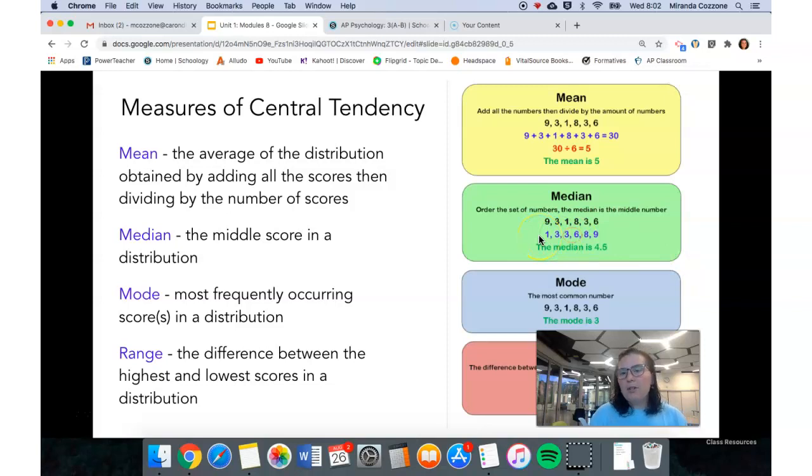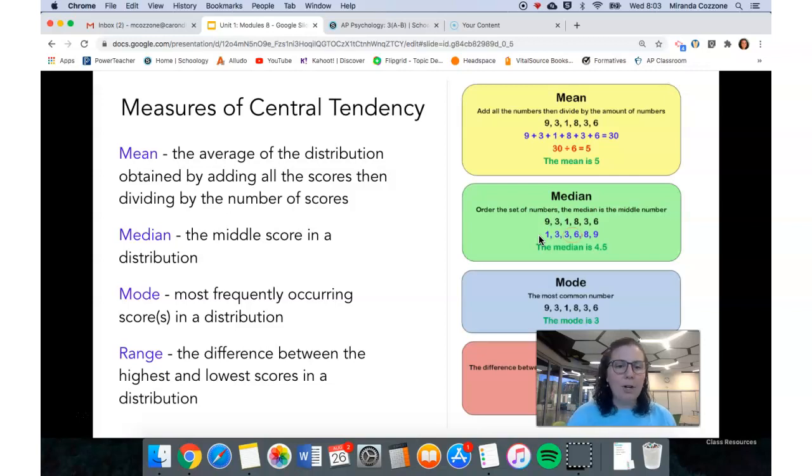All right, so the measures of central tendency. I'm going to guess and hope that most of you have seen these words before in some algebra math class. So the mean, the median, the mode, and the range, all four of these measures of central tendency are things that you should be able to calculate, okay?